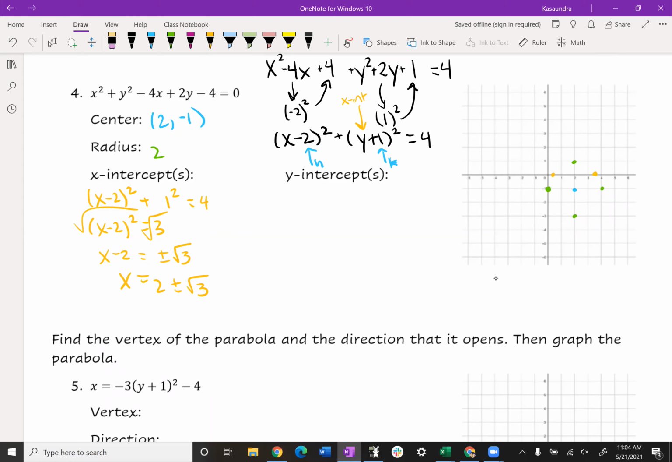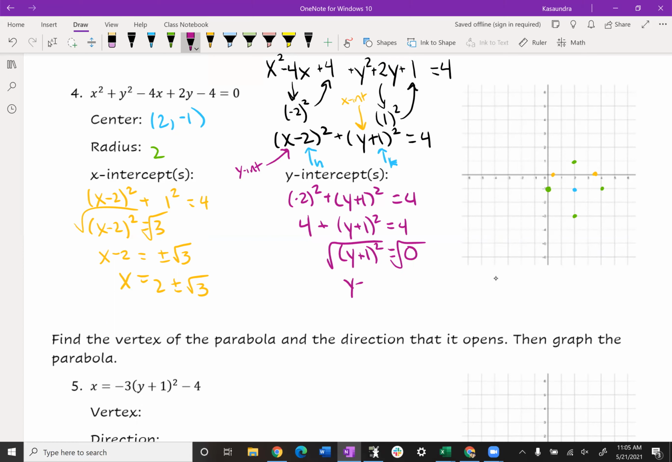I'm going to, again, make this x be a 0 for my y-intercepts. X is 0, so 0 minus 2 is -2, all squared, plus my y plus 1, all squared, equals 4. -2 squared is 4. And then I'm going to subtract 4 on both sides, which 4 minus 4 is 0. So I can take the square root of 0. Great, I'll take the square root on both sides. Still 0. And then I will subtract 1.